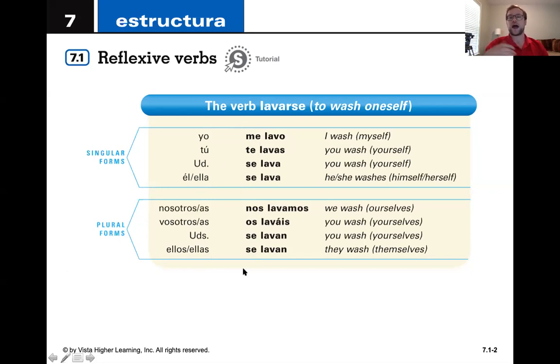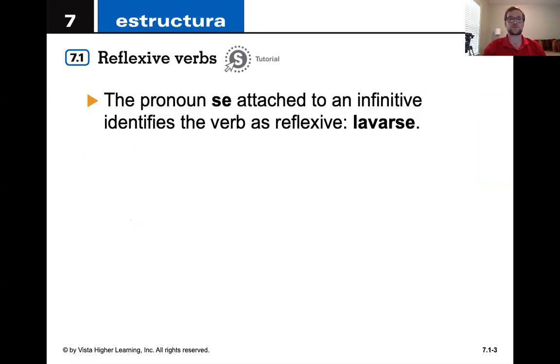Now, so you ask yourself, how are we going to be able to determine the difference between the third person singular and the third person plural? As you can see, although both of the pronouns are se, we have an ending that is different. Se lava, right? He washes himself. Se lava, he or she washes him or herself. Se lavan, they wash themselves, okay? So the ending on the conjugated verb will differentiate between the two pronouns here that are the same. But that's the main difference between our indirect object pronouns and our reflexive pronouns. That third person, the se for both instead of the le for the singular and the les for the plural indirect object pronouns, okay?